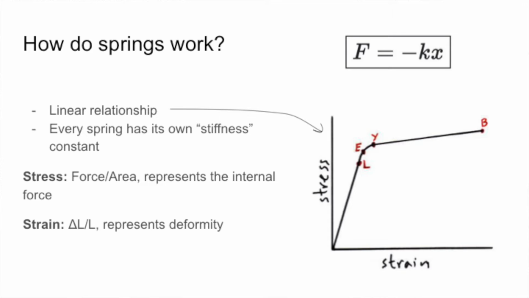So what this is saying is that in this initial part of the graph, you have an area of elasticity where your stress and your strain have a linear relationship. As I pull on something, it's going to have an internal force that's directly proportional to that. And in this area, Hooke's law is obeyed.